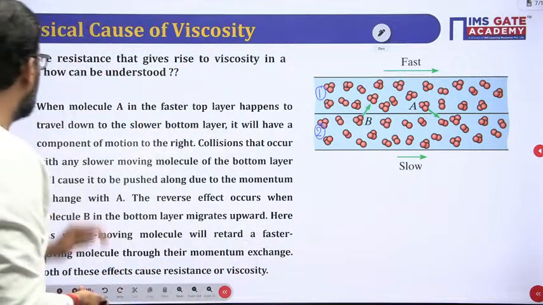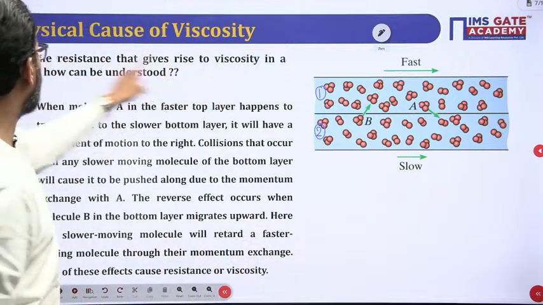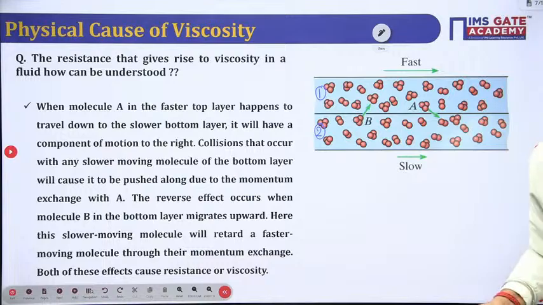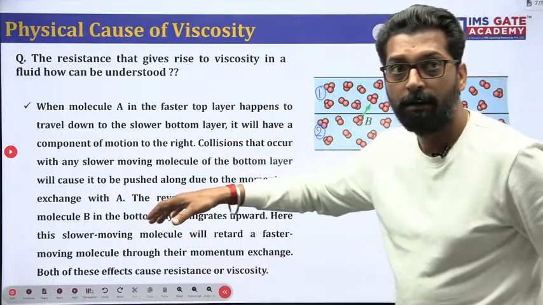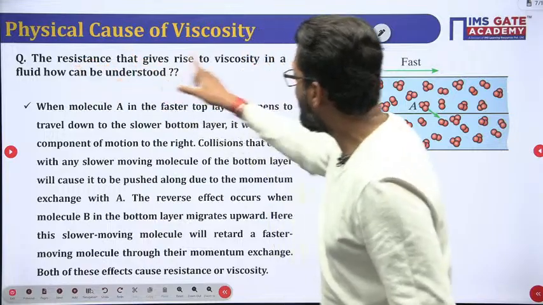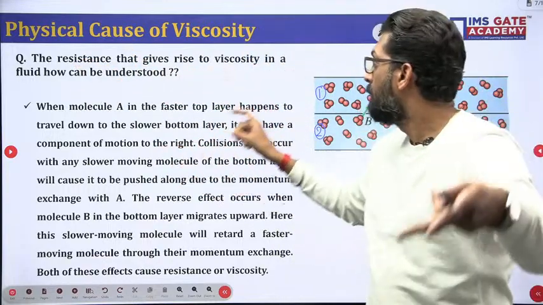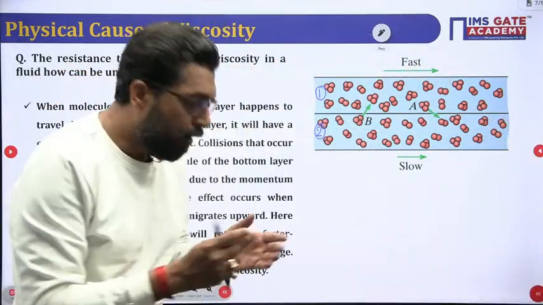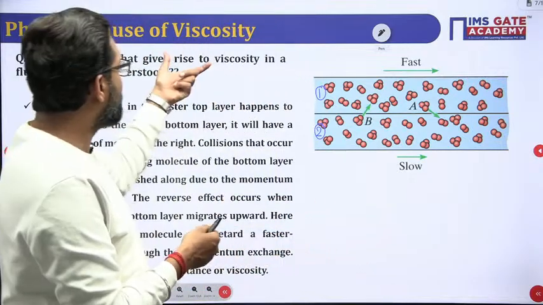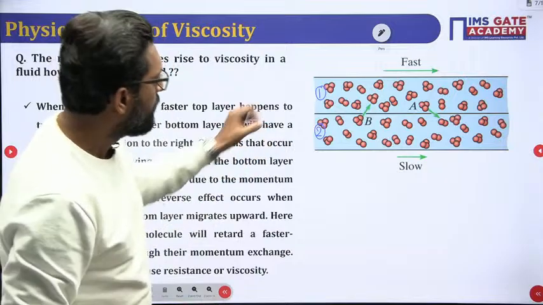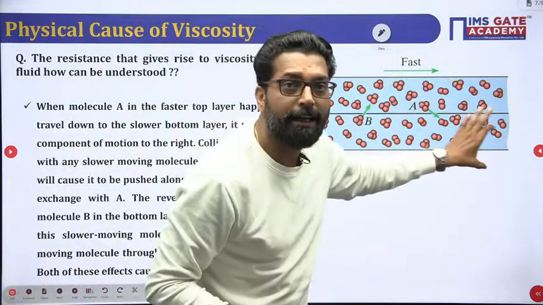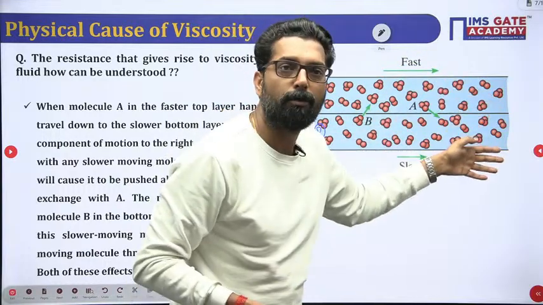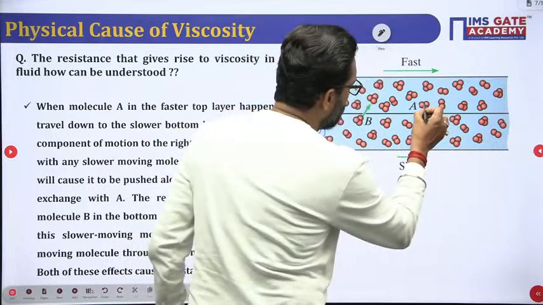How can the resistance that gives rise to the viscosity in a fluid be understood? That means, how can we understand that due to the resistance there must be viscosity? This is a fast moving layer, this is a slow moving layer. Each layer is composed of molecules, let's suppose the same molecules. Now, my dear, think about these molecules.